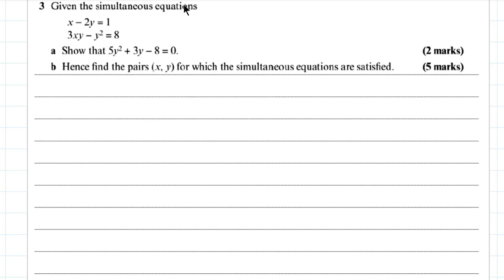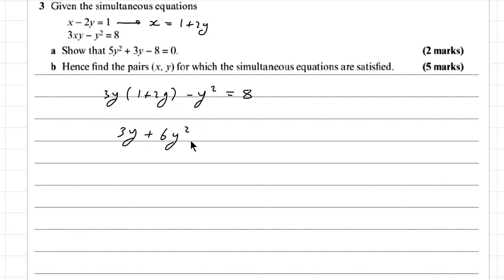Given the simultaneous equations, x minus 2y equals 1, 3xy minus y squared equals 8, show that this equation. Okay, of course, from the first equation we can write x equals 1 plus 2y, and then here I can write 3y bracket 1 plus 2y close the bracket minus y squared equals 8. Expanding this bracket to get 3y plus 6y squared minus y squared equals 8.